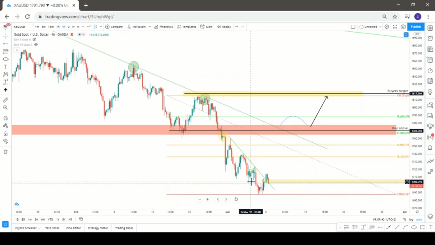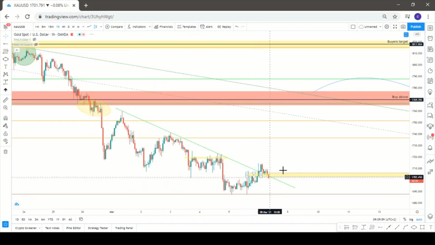If not, I'd be looking for a break above, and I would just target the next kind of resistance we would run into, and that is quite a huge move on gold. It looks small visually, but it is quite a huge move on gold, so that is what I'll be looking for. Let me just drop down to the 1 hour.